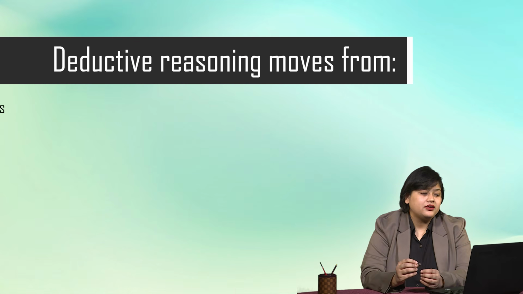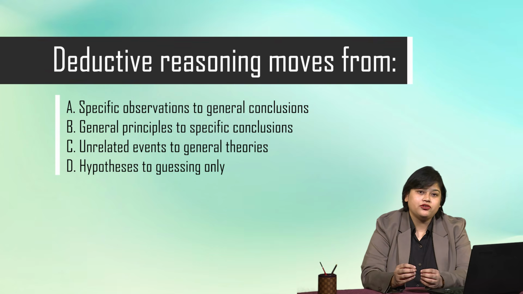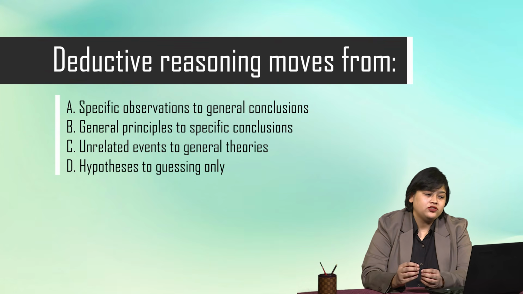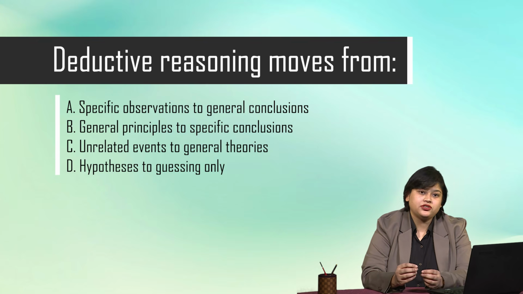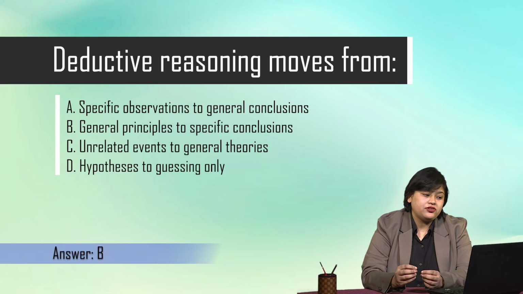theory and creative insights. Now, to understand this, let me ask you one or two multiple choice questions. Deductive reasoning moves from A. Specific observations to general conclusions. B. General principles to specific conclusions. C. Unrelated events to general theories. Or D. Hypothesis to guessing only. The answer is B. General principles to specific conclusions.